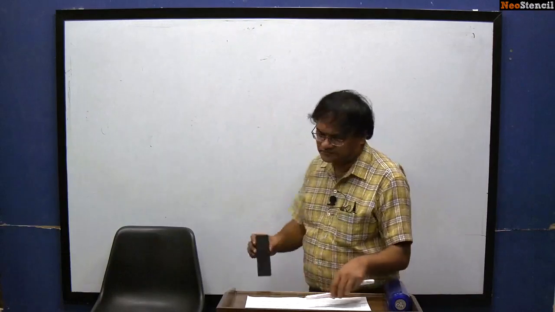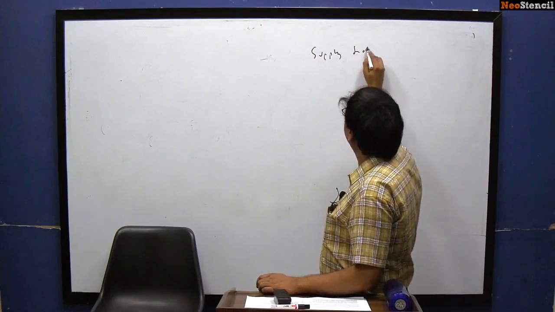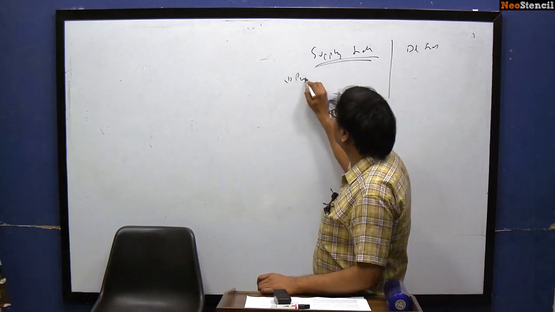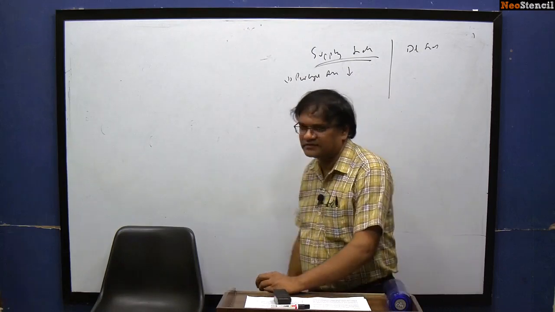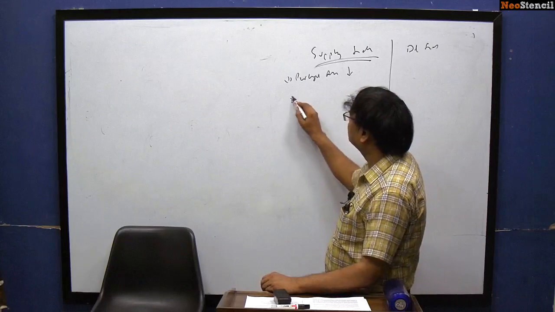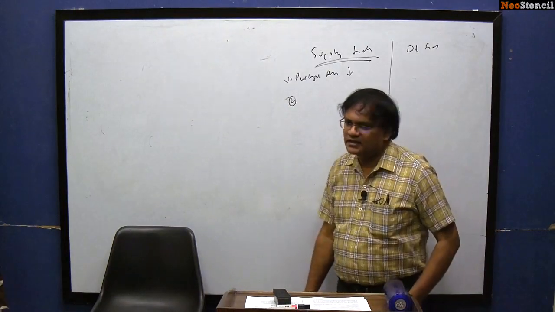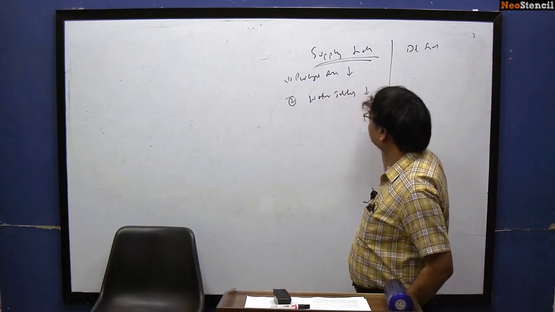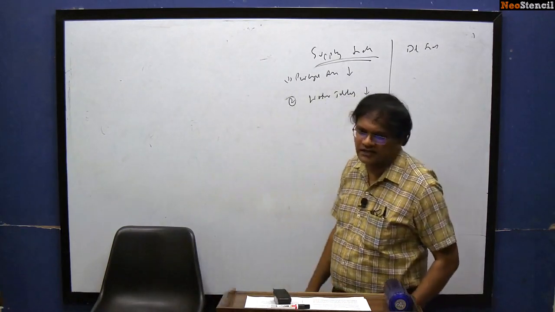Why? On the supply side as well as on the demand side. Per capita availability of water has come down drastically. And then the next issue is that water tables have declined due to excessive exploitation of groundwater resources.